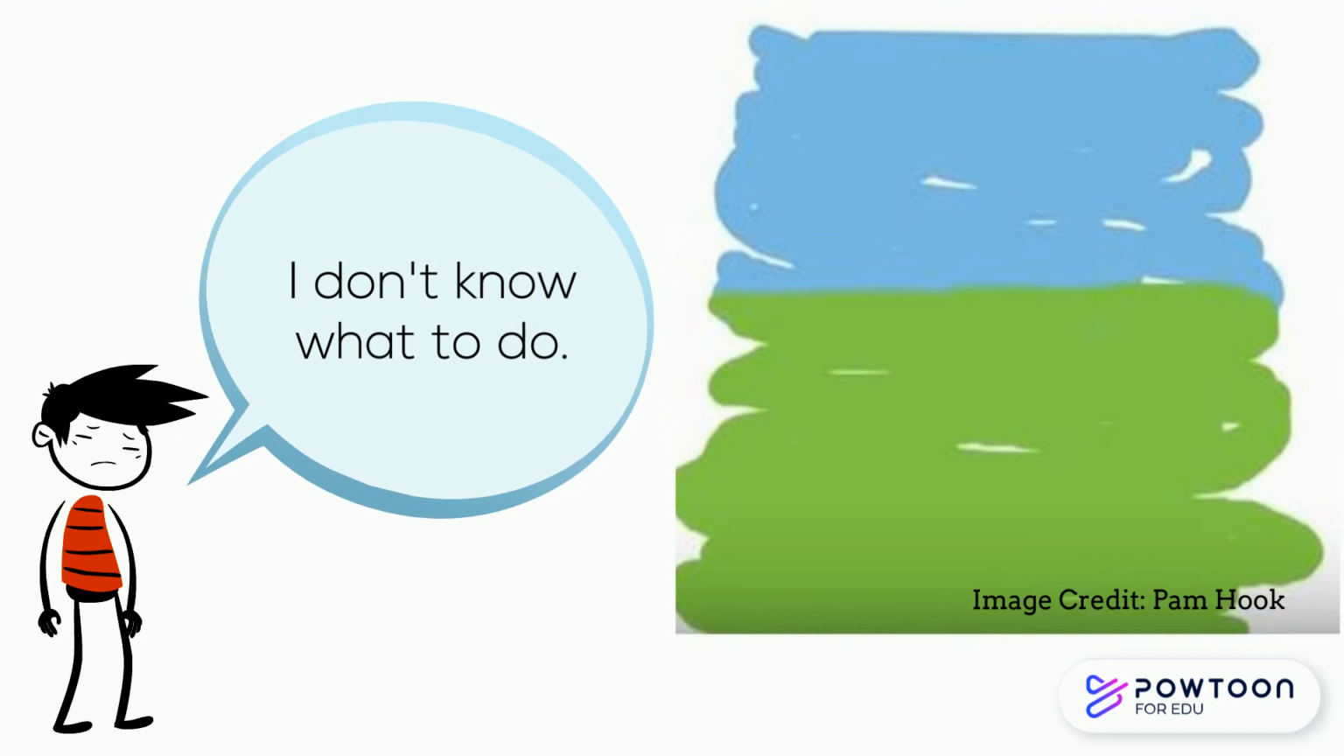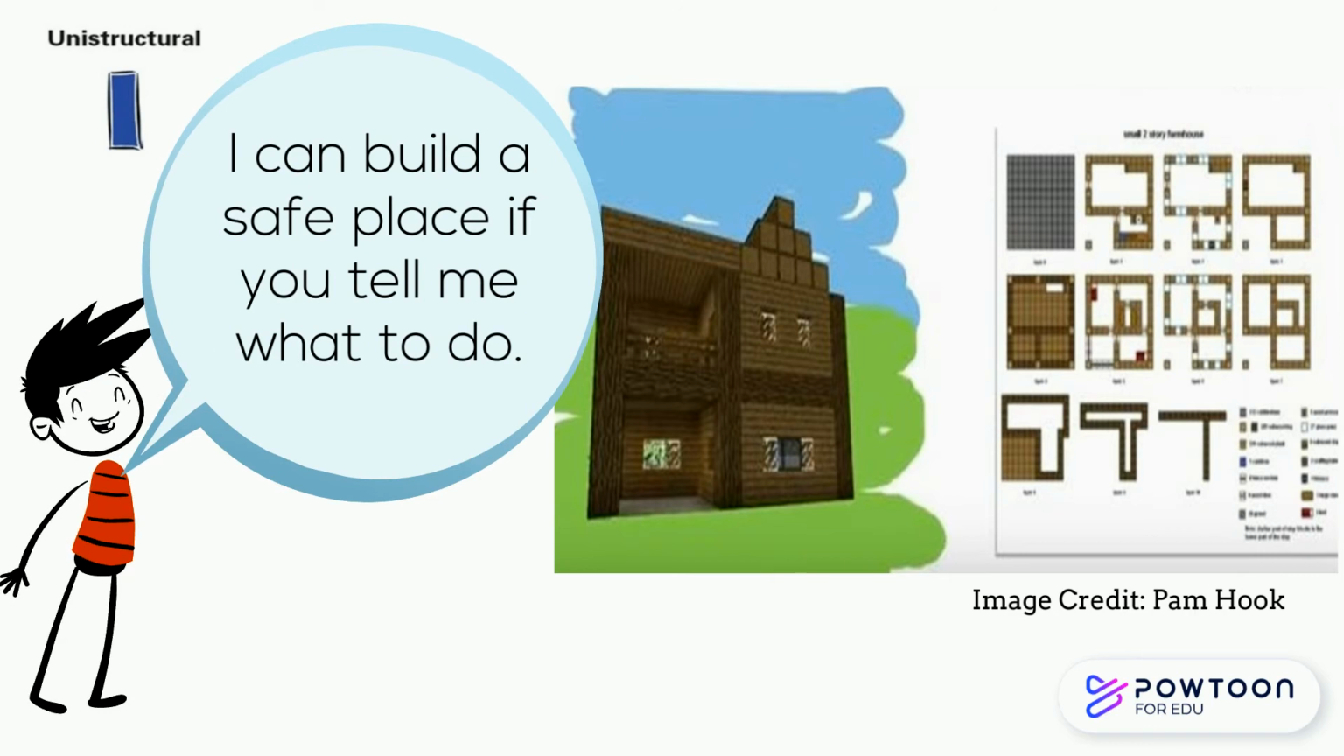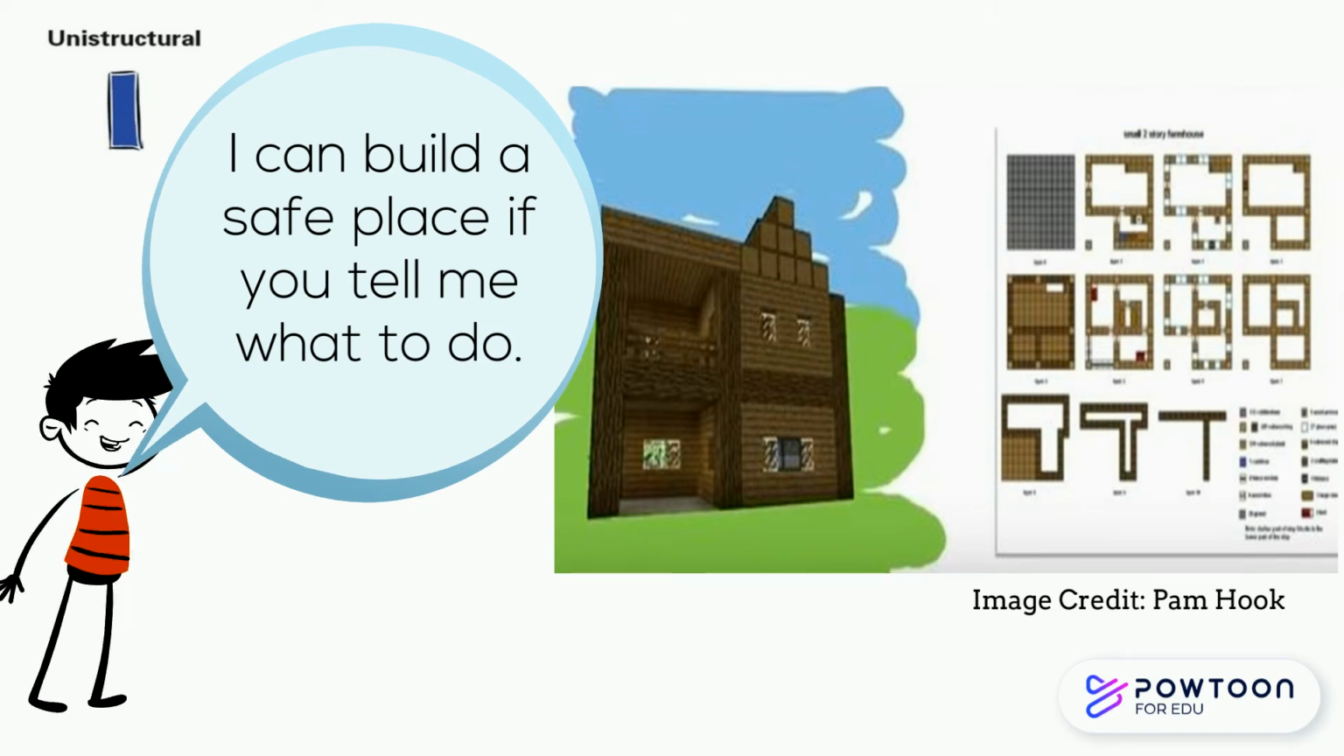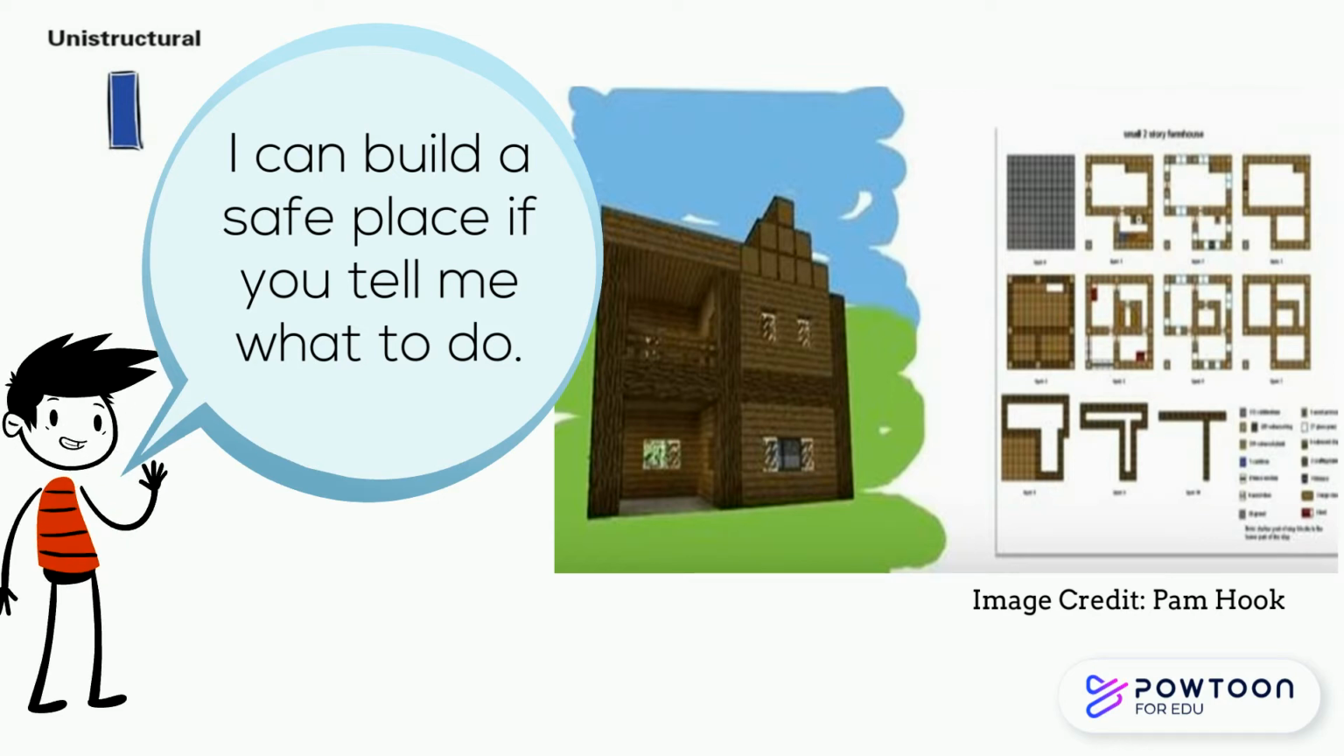Someone new to the game may indicate they don't know what to do. So here they are simply acquiring bits of unconnected information which have no organization and make no sense. In Solo terms, this is the pre-structural level of understanding. Here, students will indicate they can build a safe place if you just tell them exactly what to do. So they can make simple and obvious connections, but the significance of which is not well grasped by them. In Solo terms, they are said to be at the uni-structural level of understanding.